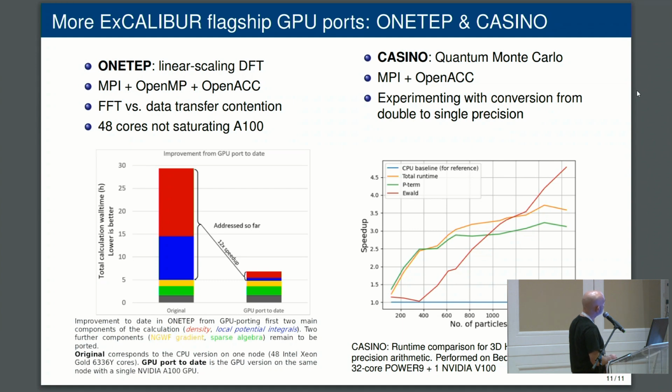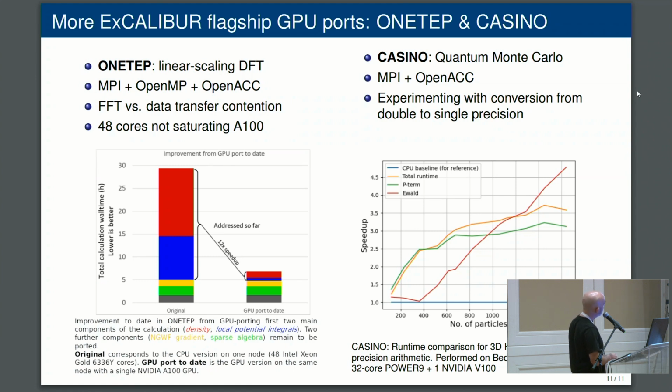ONETEP's got extensive use of MPI and OpenMP, and then with OpenACC as well. And the interesting thing that they've done here is to use the OpenMP threading on the host, and then nest under that the OpenACC on the device. So that way they're trying to saturate the device as much as possible.